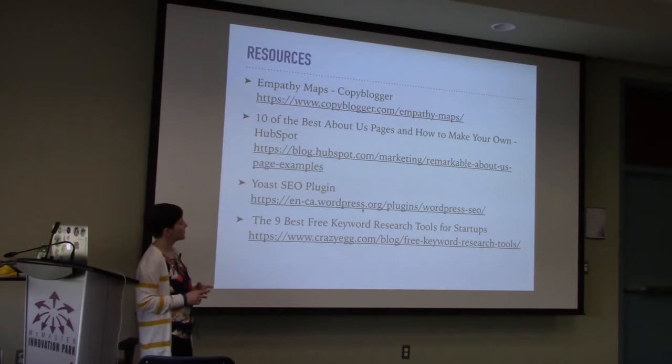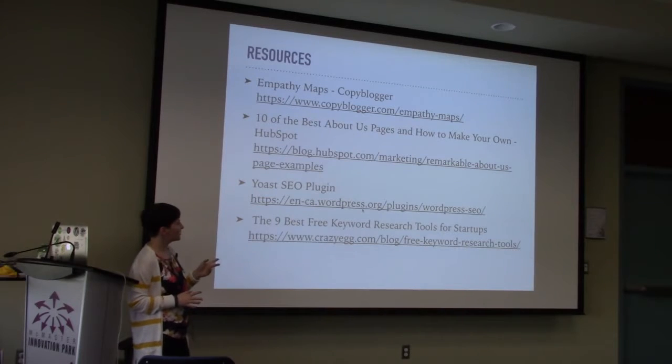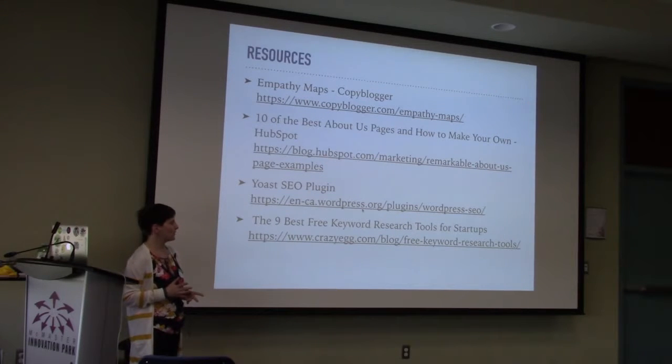Empathy maps, which I talked about earlier, and some tips on how to make your own about page. And for keyword research and search engine optimization, which I didn't talk about a lot but is hugely important for targeting your page, there is Yoast SEO. If you're writing anything on WordPress, you want to get this plugin, because it gives you a really easy way of punching in your keyword, creating a meta description and doing all that SEO stuff. It color codes everything you need to do to turn on the little green light you want before you publish your page, which says this page is optimized. So it's a priceless tool to have.